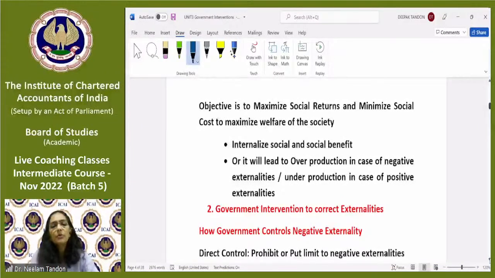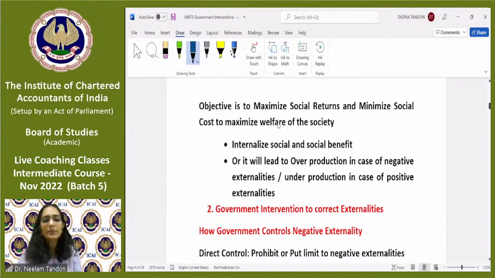Okay, so what is the core objective of intervention of the government? Obviously, to maximize social returns, minimize social welfare loss, and maximize the welfare of the society. So they look for welfare of the society. That's the core objective when the government works, especially in a country like India. That's why they go for intervening.